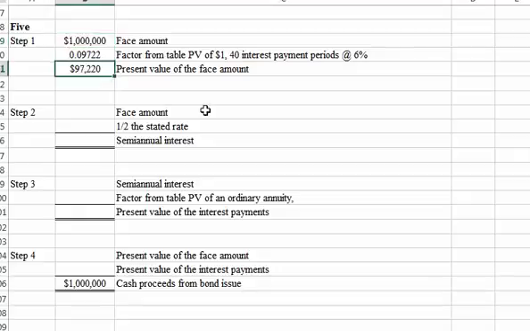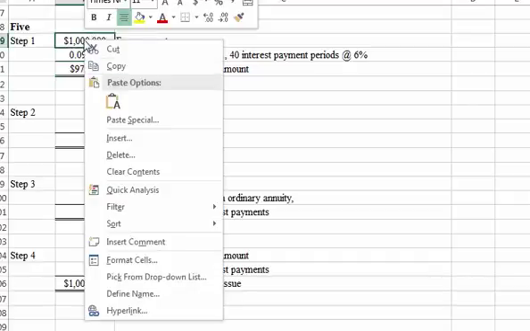If you invest $97,220 today, and you earn 6% every 6 months, and that amount's added back to the balance, then you earn 6% again the next period. If you leave that alone, you earn 6% every 6 months for this 20-year period. At the end of 20 years, your $97,220 is turned into $1 million.